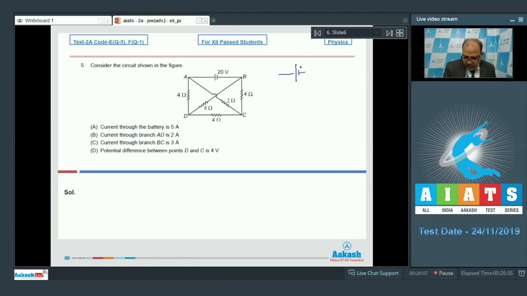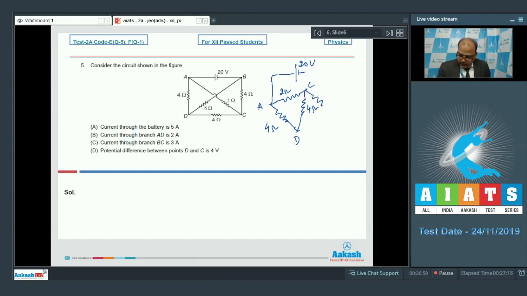This is a 20 volt cell, and from point A we have two resistances coming. One goes like this, another like this. Let's call this point A. Let's call this point D. Between A and D you have this 4 ohm resistance, and this point is C. This is a 2 ohm resistance. Between point C and D we have a 4 ohm resistance. And then between point C and B there is a 4 ohm resistance.